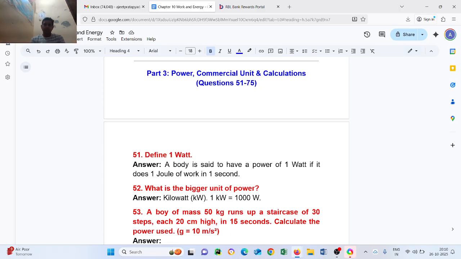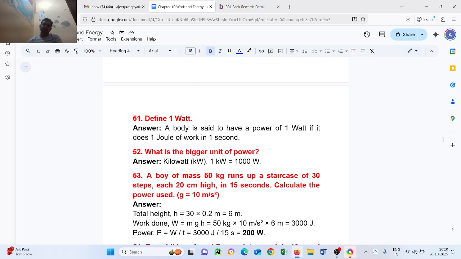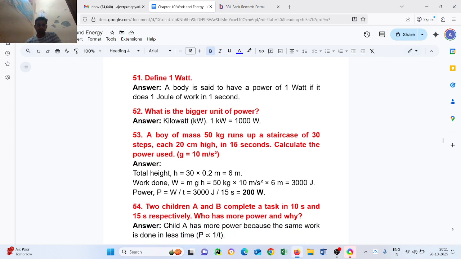Question number 51. Define 1 watt. A body is said to have a power of 1 watt if it does 1 joule of work in 1 second. Question number 52. What is the bigger unit of power? Kilowatt. 1 kilowatt equals 1000 watt.